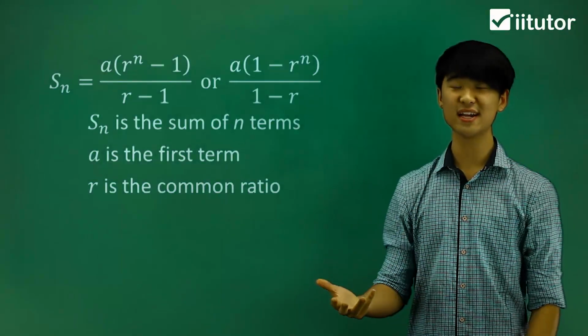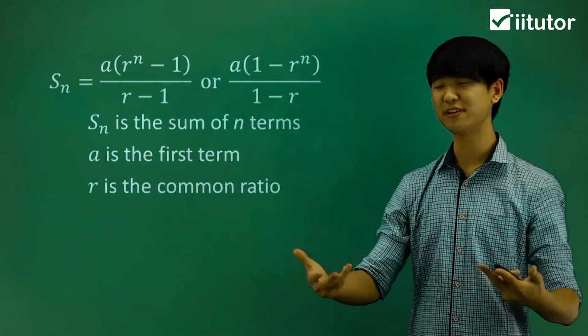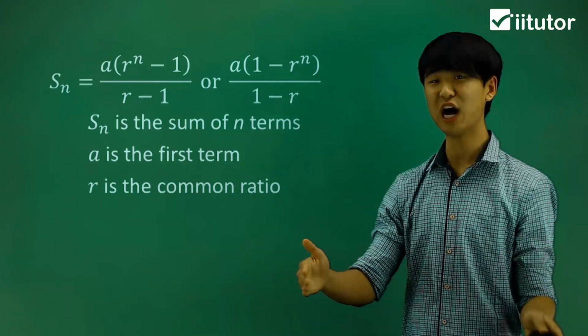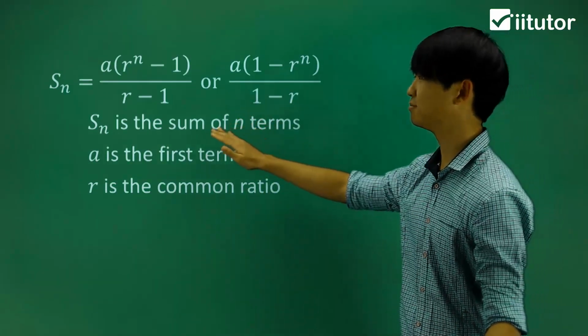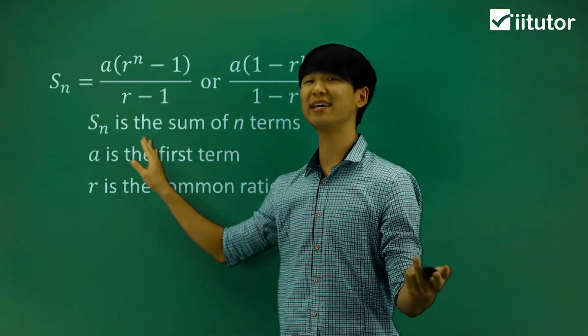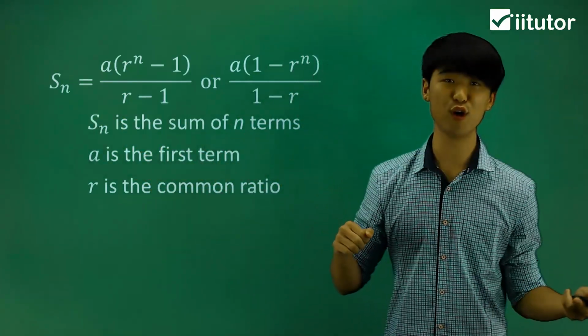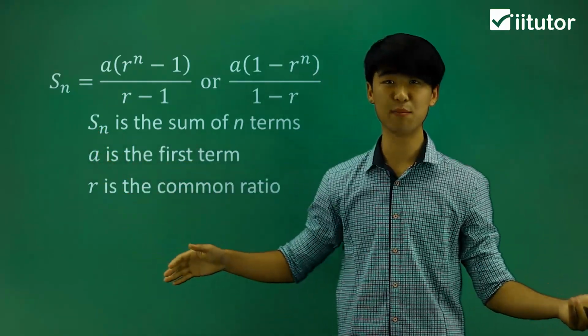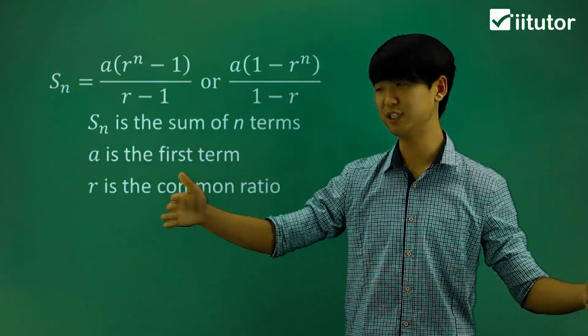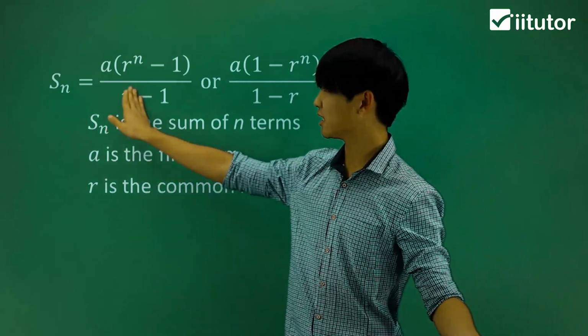We're going to look at sum formulas now. We're going to be taking a look at how to find the sum of a given geometric sequence. Okay, so we have formulas here. Sn is the sum of n terms. So for example, if I have S3, then that's going to be the sum of my first 3 terms in my geometric sequence.